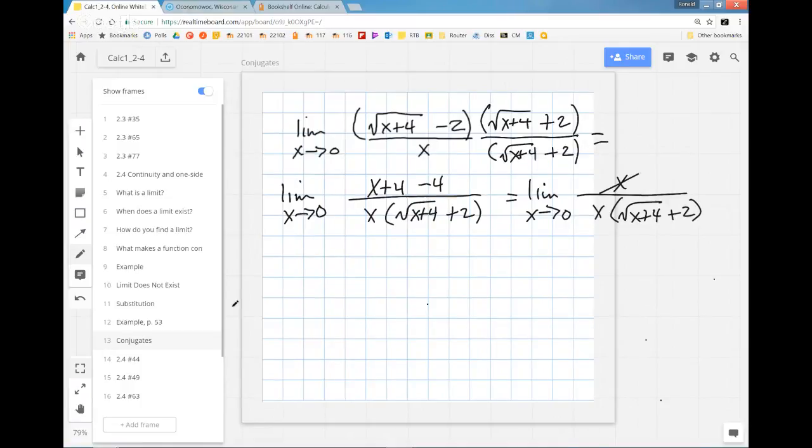And this cancels. You get a 1 on the top. So we're down to this situation. And now you can substitute. Go ahead and plug in x equals 0. And you get the square root of 4, which is 2, and 2 plus 2 is 4. And you can calculate your limit.